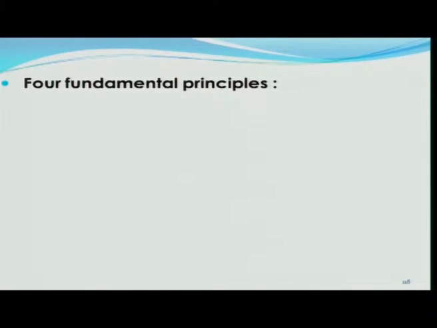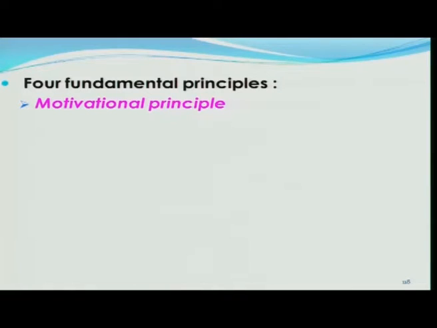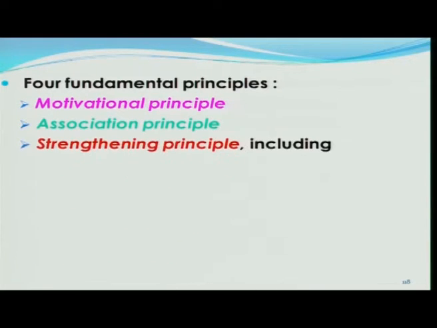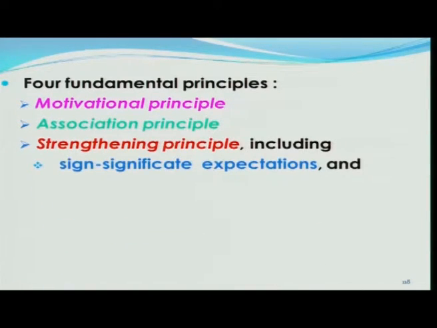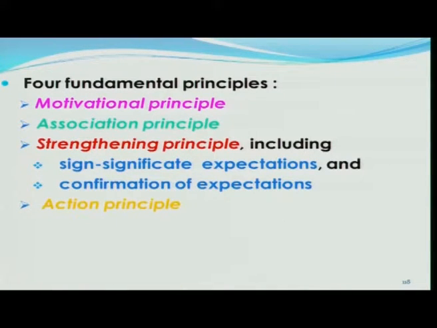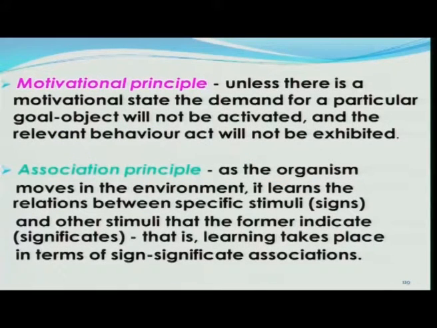Four fundamental principles were mentioned in addition by Tolman as part of his theory. These principles were not exactly postulates, but they did help to bring out the basic propositions that Tolman had in mind. The first one is called the motivational principle. The second one, association principle. The third one is called the strengthening principle, which includes significant expectations and confirmation of these expectations. And the fourth principle is called the action principle. Let us look at these principles in turn.